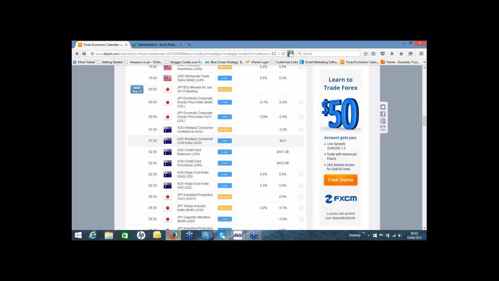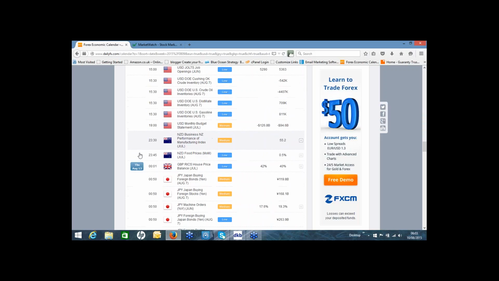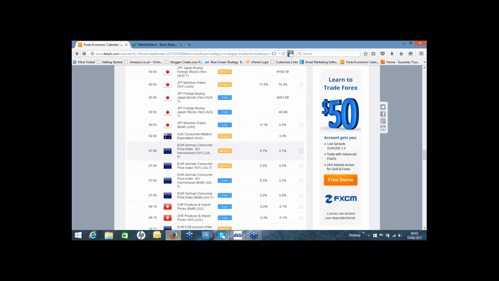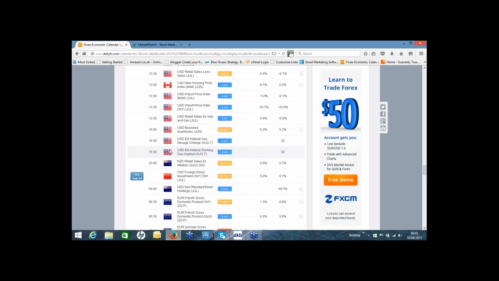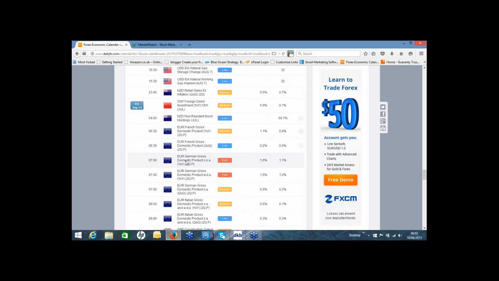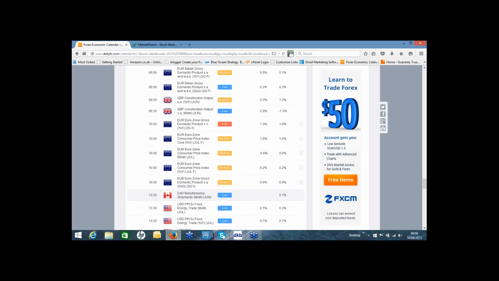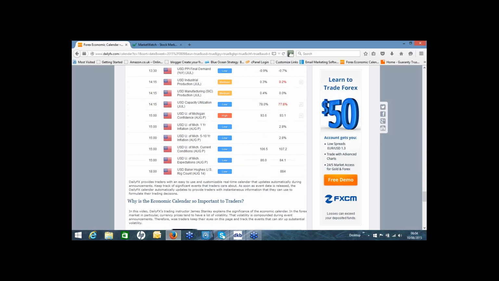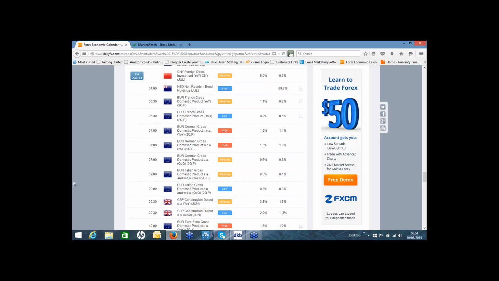That's Wednesday. That's Thursday. Again, that's advanced retail sales, so nothing really major. Friday, that's the German GDP, and Eurozone GDP. Okay, so nothing really major to stop us going through each day.